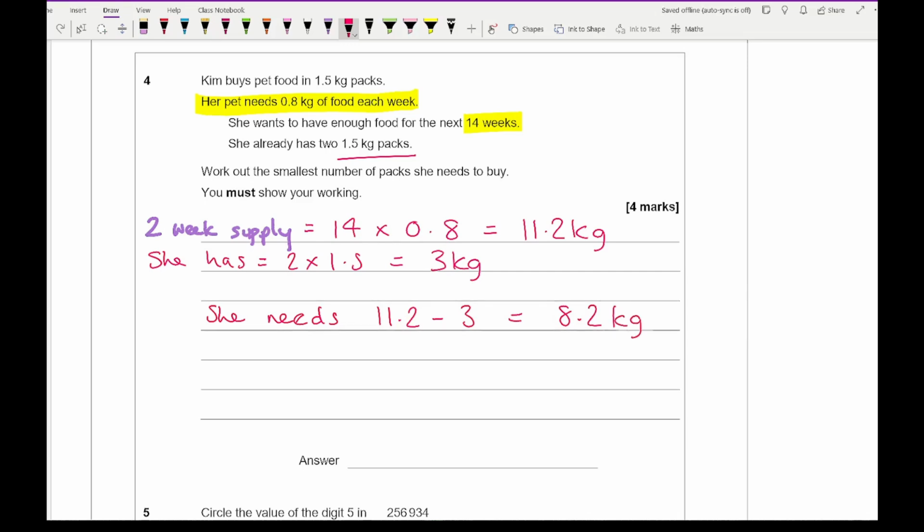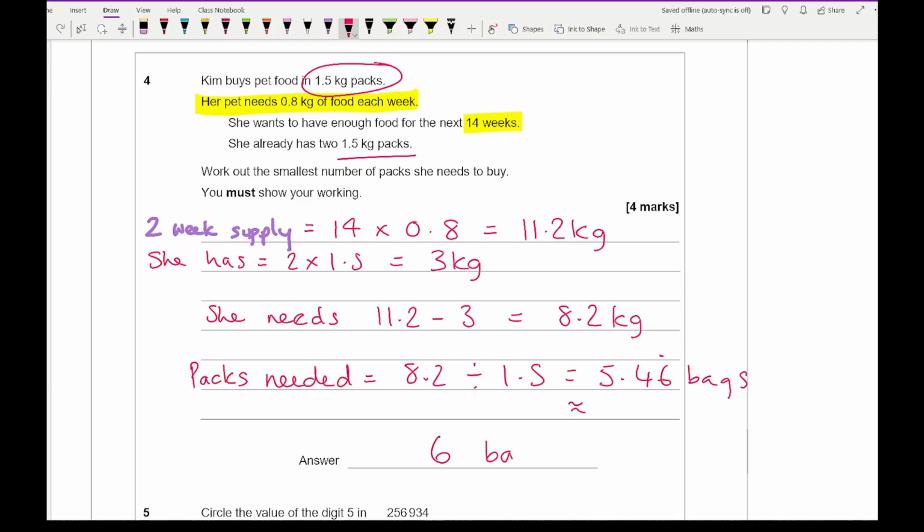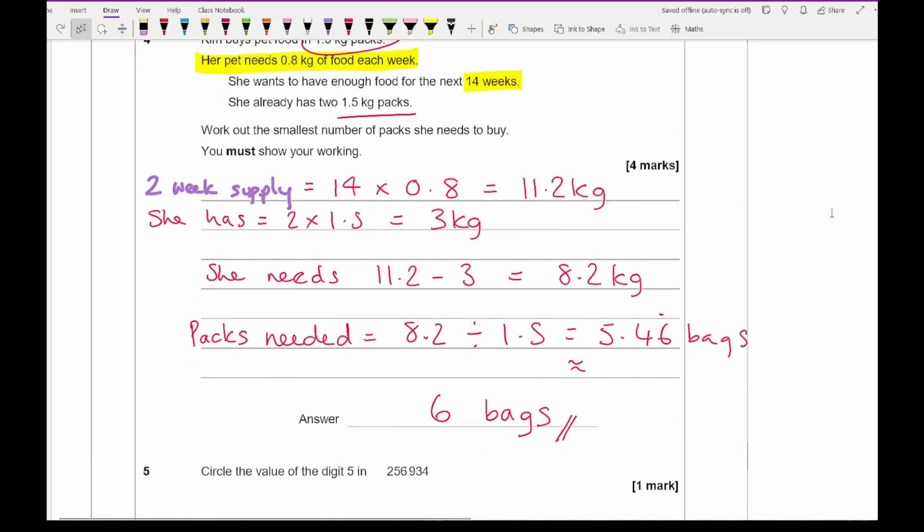Now, the food comes in packs of 1.5 kilograms. So the packs needed is going to be 8.2 divided by 1.5, which gives me an answer of 5.46 recurring. Now, obviously, you can't buy 0.46 of a bag, so therefore she's going to need 6 bags, and that's the minimum amount she's going to need to supply the pet for the 14 weeks.